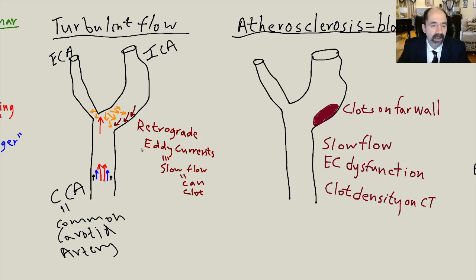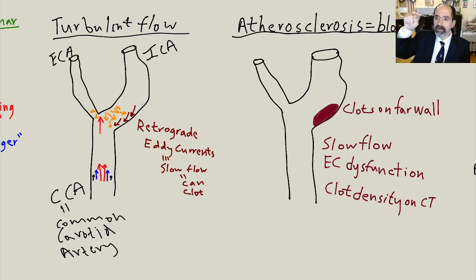The blood comes up the common carotid artery, and then it hits the divider in between the external carotid and the internal carotid. And when it hits the divider, it causes a little bit of chaos in the flow. So it's coming up like a nice laminar flow, like we were talking about. And then it hits the divider, boom, and then it starts to go all over the place. Chaotic blood flow is called turbulent blood flow. And then some of the blood flow goes backwards.